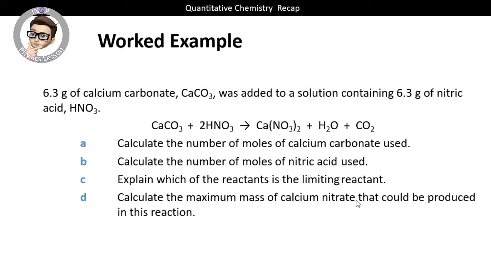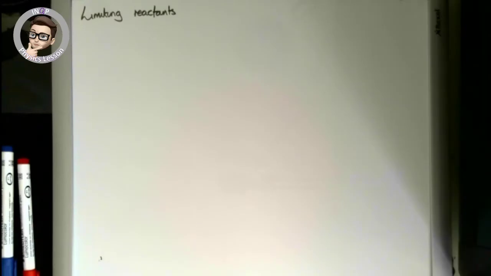Explain which of the reactants is a limiting reactant. Well, we know it's the one that's going to have fewer moles than the other. It's not quite as simple as that, so we'll have a look at that in a second. And calculate the maximum mass of calcium nitrate that could be produced in this reaction. So this is what we're going to work out. Let's go back to the visualizer and have a go at these questions.